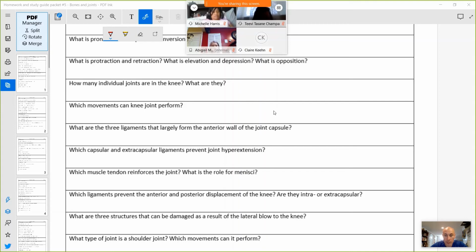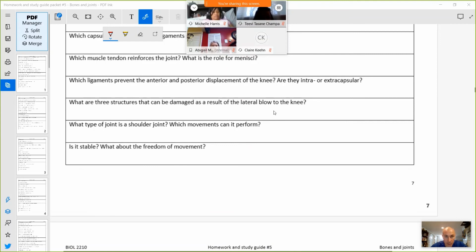Lateral blow to the knee: first tibial collateral ligament, then anterior cruciate ligament, then meniscus. Okay, those are 3 classical structures.